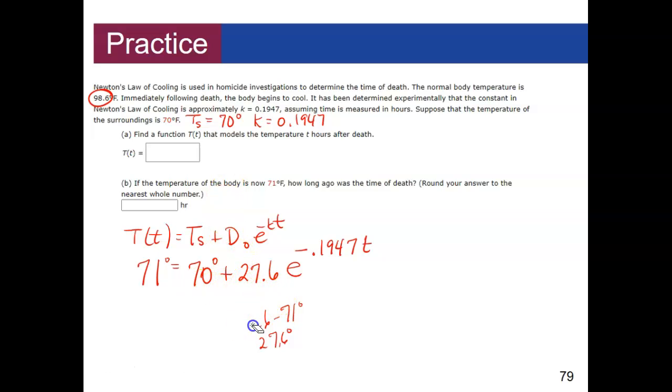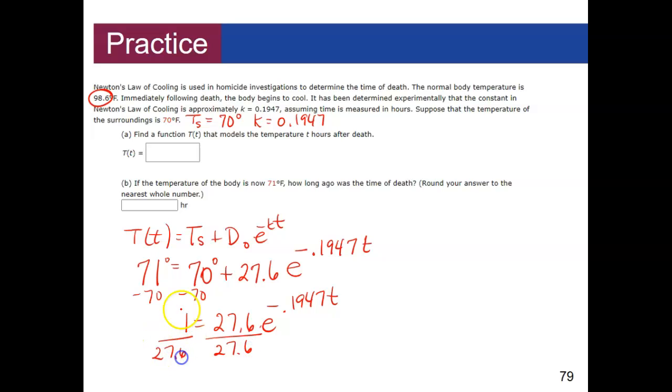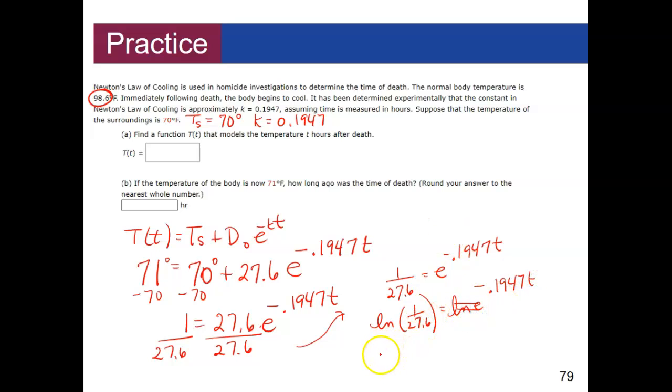If we look at solving this equation, I'm going to erase this so I can have a little bit more space here. We're going to subtract the 70, which gives us 1 equals 27.6 e to this exponent. Divide by the 27.6, so we've got 1 over 27.6. You could go ahead, since that's already a decimal, and convert that if you wanted to. Now we want to get rid of the e, so we're going to take the natural log. So we'll have the natural log of 1 over 27.6 equals negative 0.1947 times t.